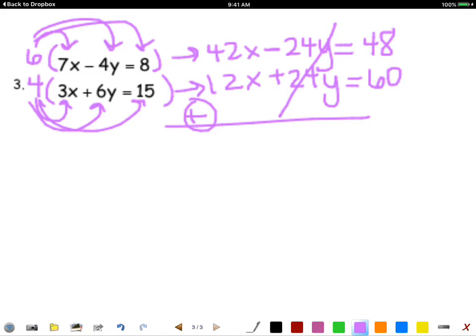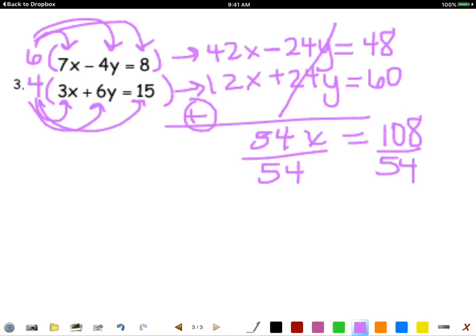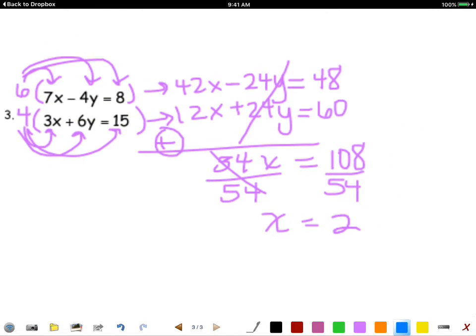So what's 42 plus 12? 54x equals 48 and 60, it's 108. Divide by 54. So x equals, okay, yeah, just kidding. I'm sorry. I don't know what I was thinking. 2. What did you write? I put 3. I don't teach math or anything. Okay, so x is 2.